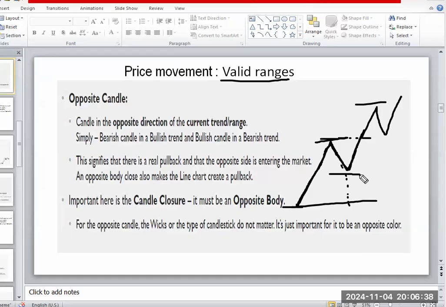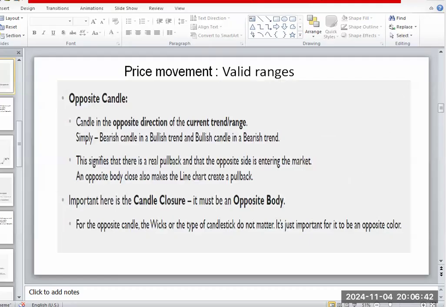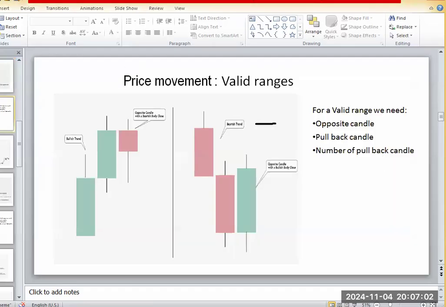And usually in an uptrend, one of the other things we said, so let me quickly go to that slide now. One of the other things we said is that we need an opposite candle. Let me go to that slide quickly so we can see it. Okay, good. So this is it. So we need to have a valid range, we need an opposite candle and a pullback candle.